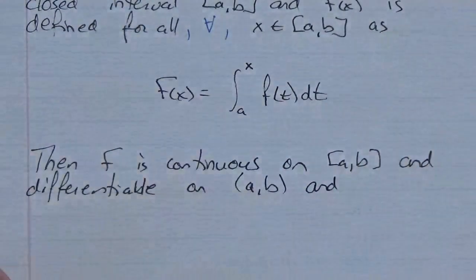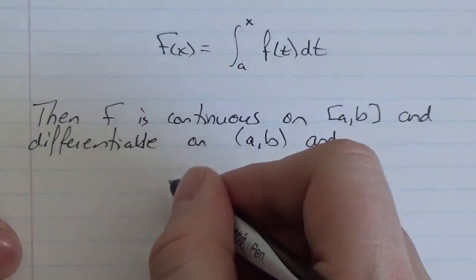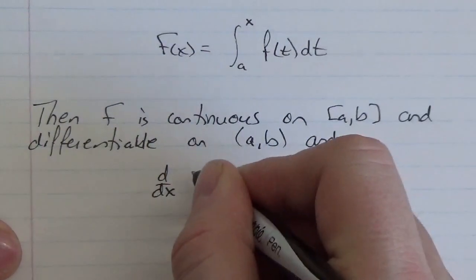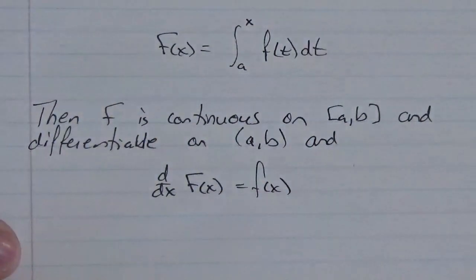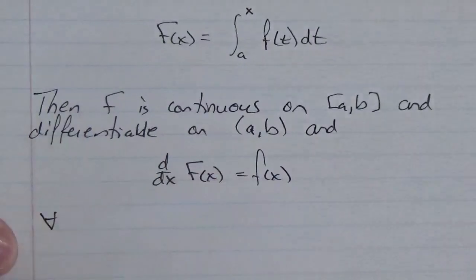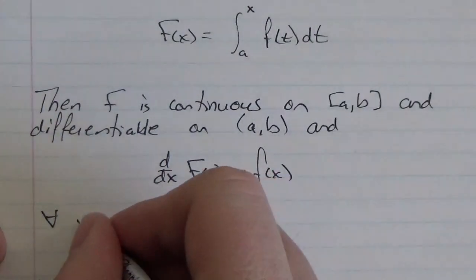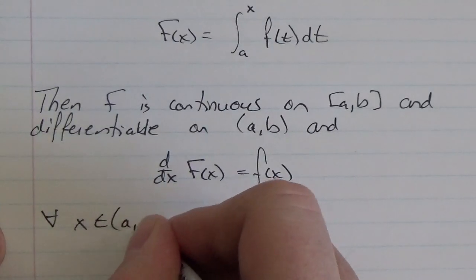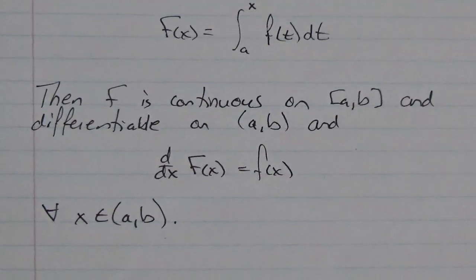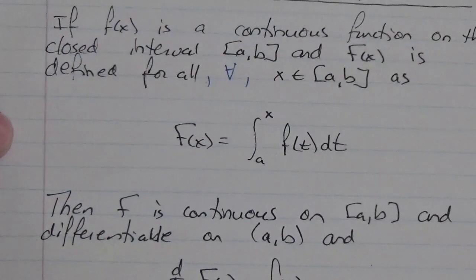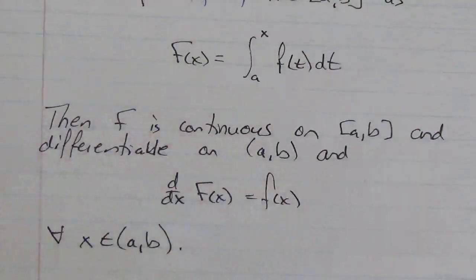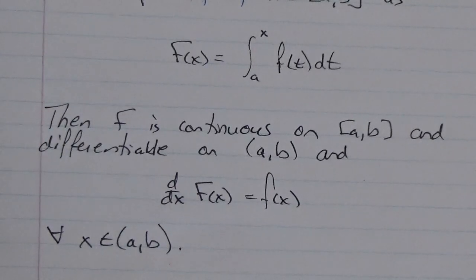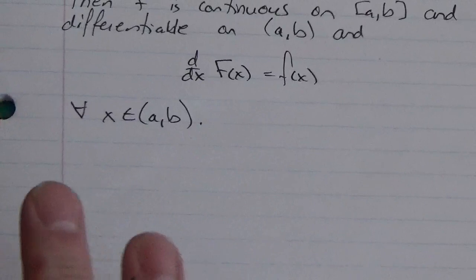And not only that, and here's the real connective piece: the derivative with respect to x of capital F of x is going to be lowercase f of x. And this is going to be true for all x in that open interval a to b. Now at this point, you might look at that and have two responses. You might say, yeah, we've seen all that before. Or this might just be a whole bunch of mathematical blah blah blah that doesn't mean a whole lot to you. So let me give it to you in another way of looking at it.